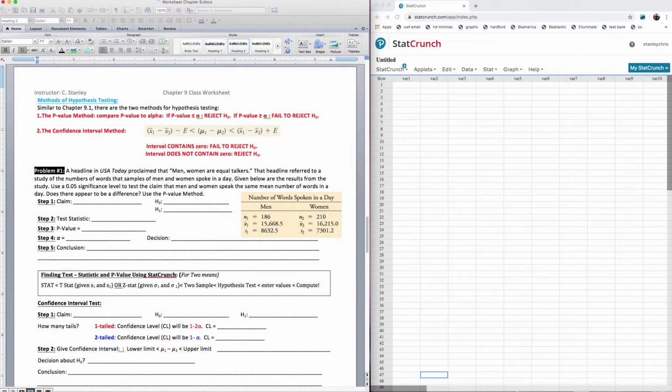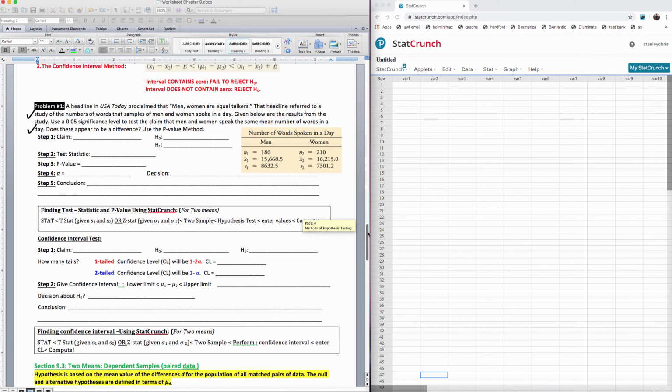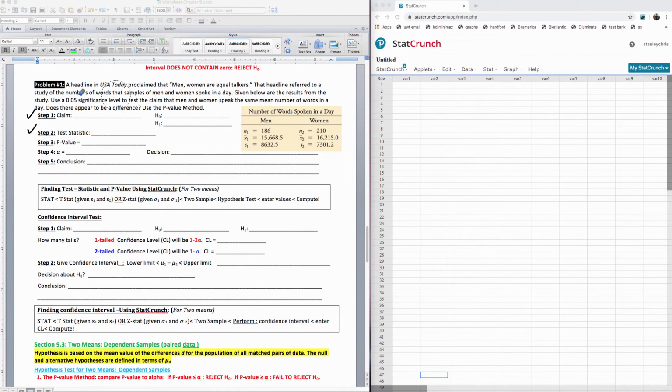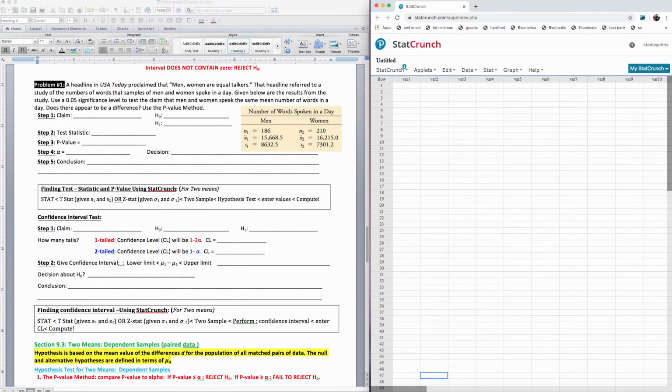Okay, we have two ways to do this. We could use the p-value method or the confidence interval method. We'll kind of do both of them. If you'd like, you could pause the video. Okay, so let's get started.